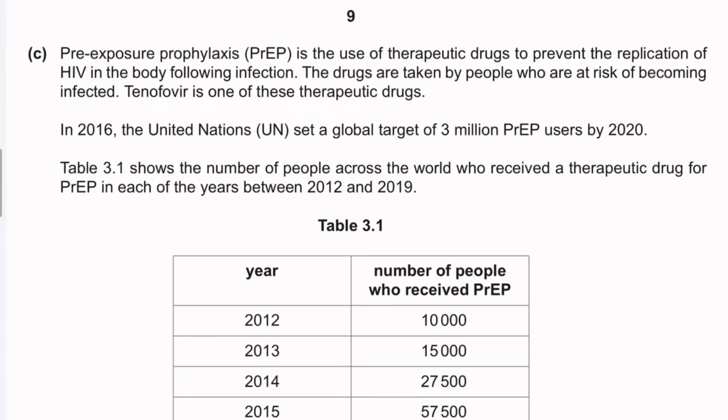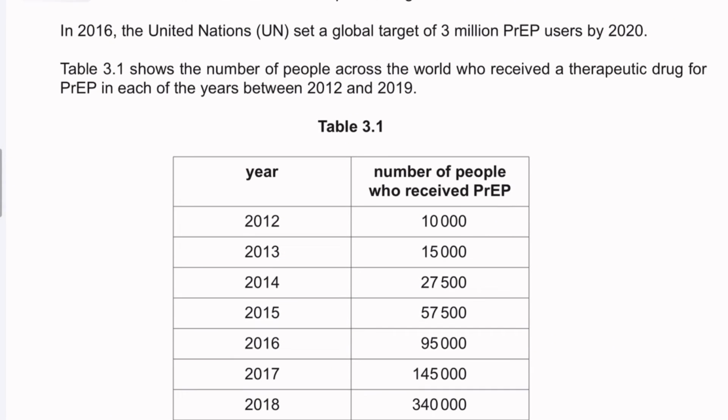Pre-exposure prophylaxis, PrEP, is the use of therapeutic drugs to prevent the replication of HIV. So before the body follows the infection, drugs are taken by people who are at risk of becoming infected, and tenofovir is one of these therapeutic drugs. So when people are at risk of becoming infected, they take these drugs that stop the replication of HIV. In 2016, the United Nations, UN, set a global target of 3 million PrEP users by 2020, and table 3.1 shows the number of people around the world who received therapeutic drug for PrEP in each of the years between 2012 and 2019.